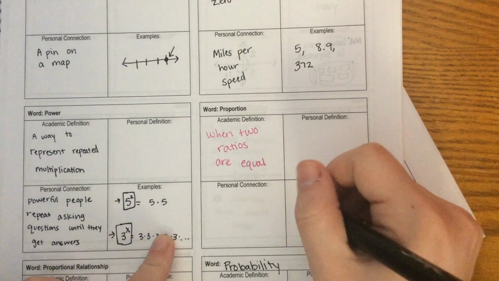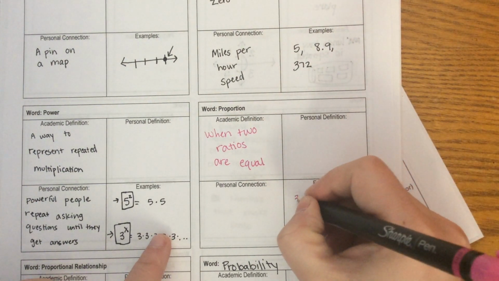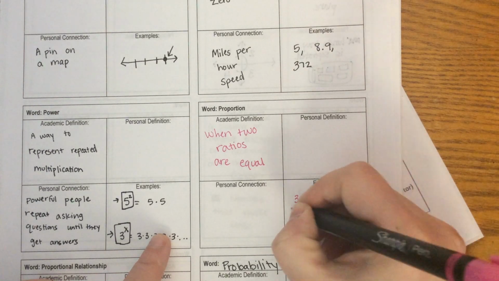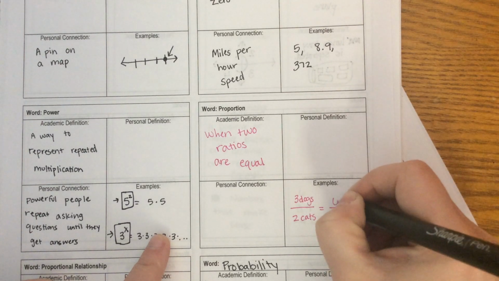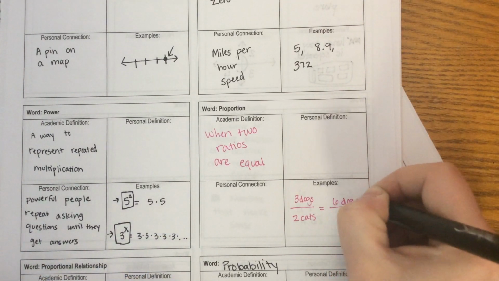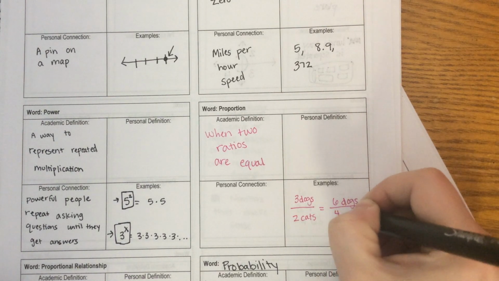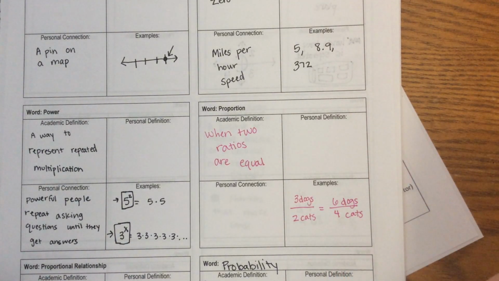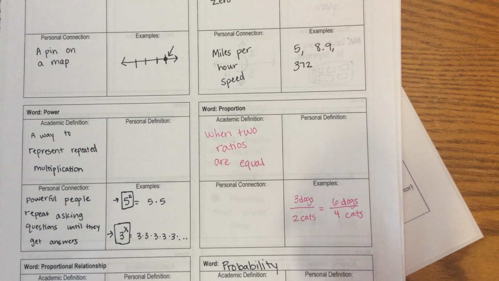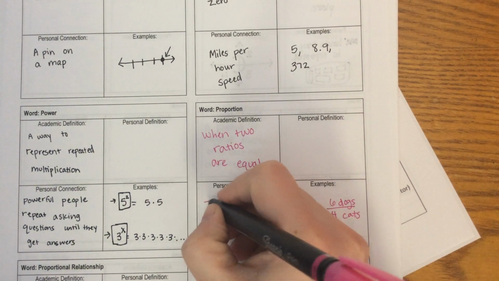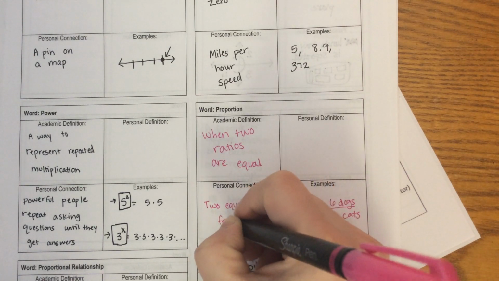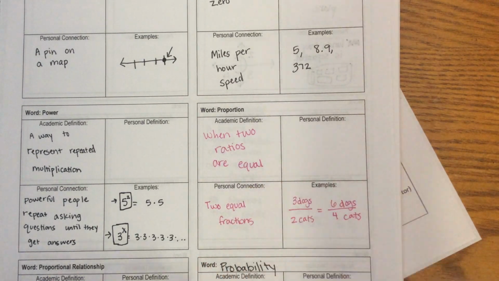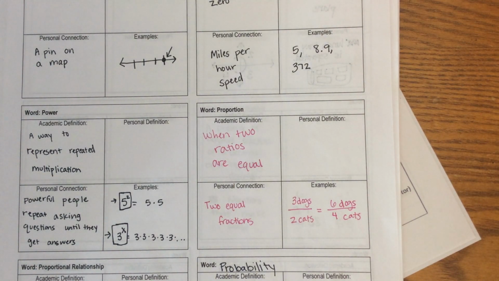Okay, so for example, if I have 3 dogs to 2 cats, that's the same thing as saying 6 dogs to 4 cats. So a personal connection would be like 2 equal fractions. So again, that's what we're doing. We're doing proportions.